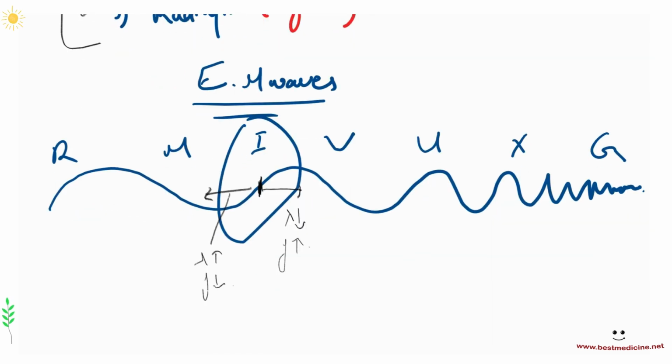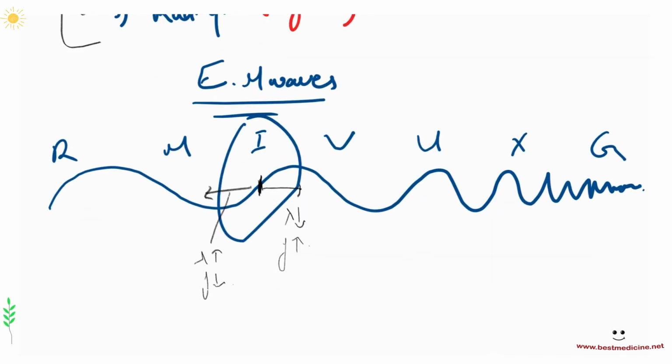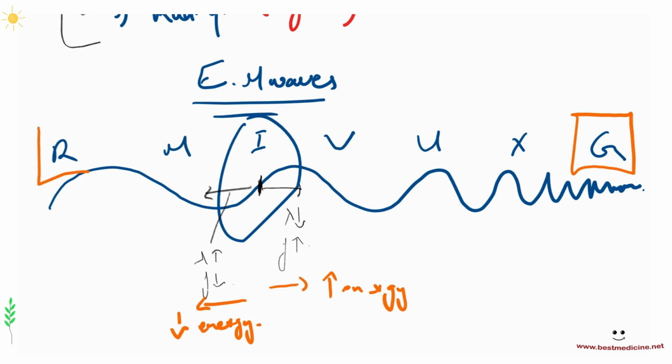What about energy? The energy, as you go to the right, increases. And as you go to the left, there is a decrease of energy. So gamma rays are the highest energetic rays. Radio waves are the least energetic rays.